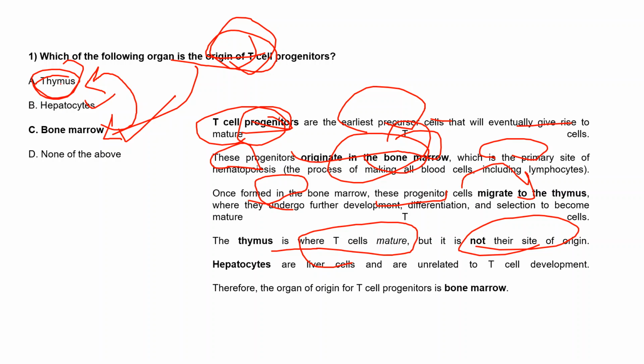Only these options: the thymus, where the development occurs, and bone marrow, where the origin of these T cell progenitors happens. And hepatocytes is not related to T cell development or T cell progenitors. So you were right that the bone marrow is the right answer.